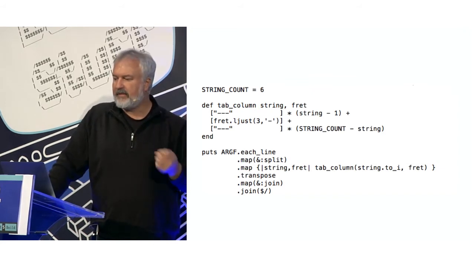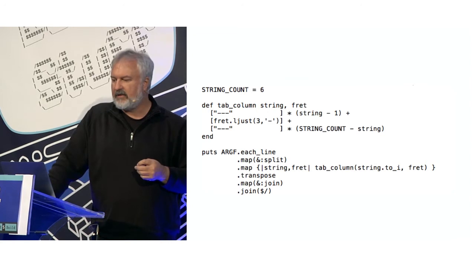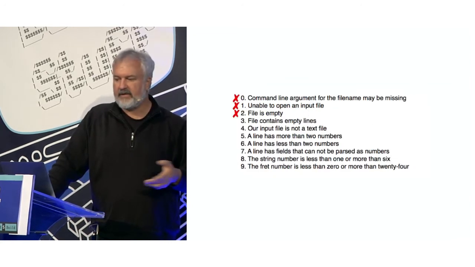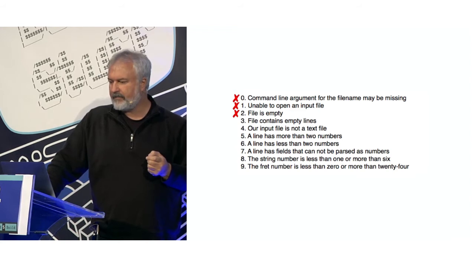We don't have to worry about the command line argument missing. Don't have to worry about not being able to open an input file. It's just going to go and do the nice thing. If the file is empty, it does the nice thing anyway. But we still have these other things going on here, right? And we can do something about those. Well, let's look at one of them, okay? Notice the one that says number 6, a line has less than 2 numbers.